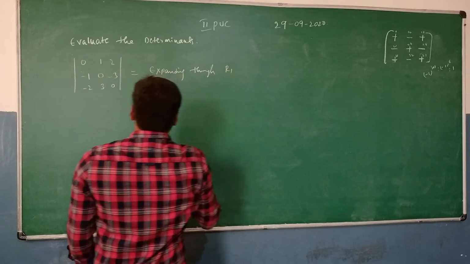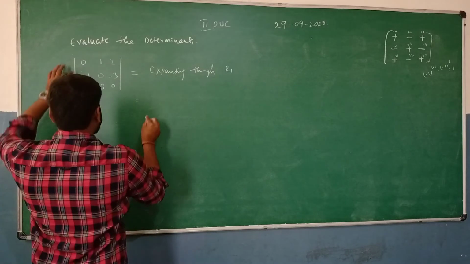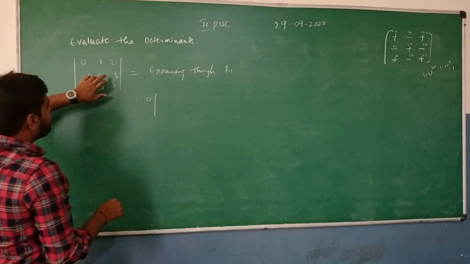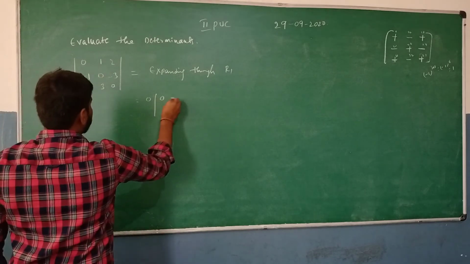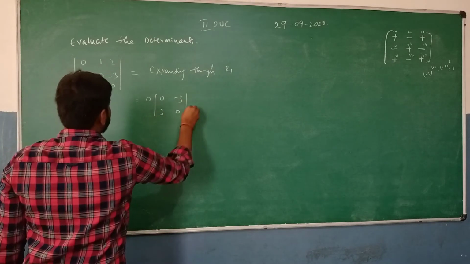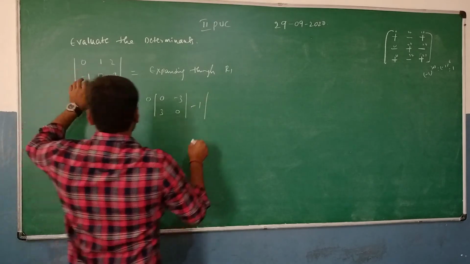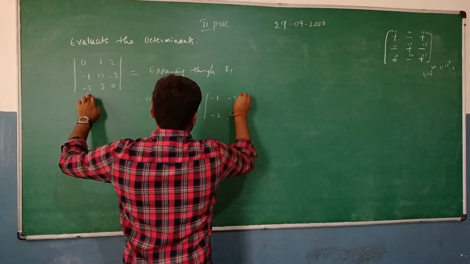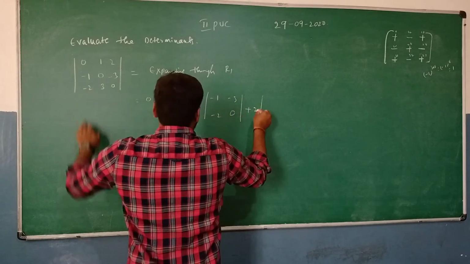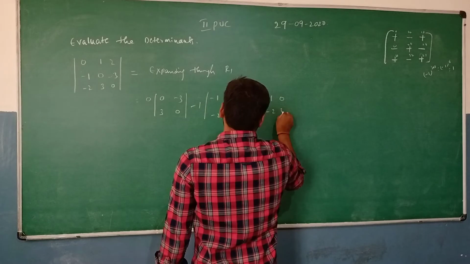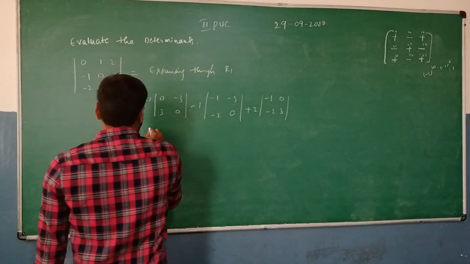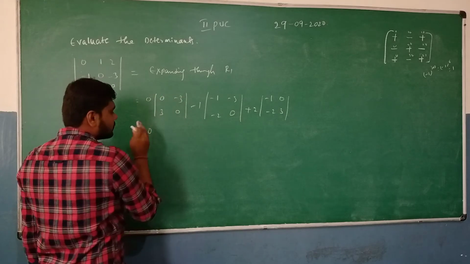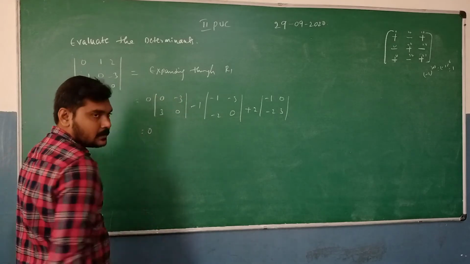Expanding through row 1, that's going to be R1. So that's going to be, 0 into, 0 minus 3, 3 0, so minus 1 into minus 1 minus 3, minus 2 0, then plus 2 into minus 1 0, minus 2 3. So 0 into, this complete determinant is going to have the value 0, because 0 into anything is going to be 0.